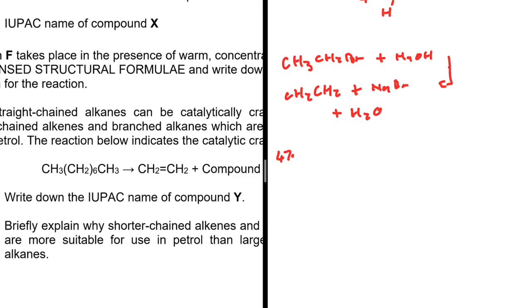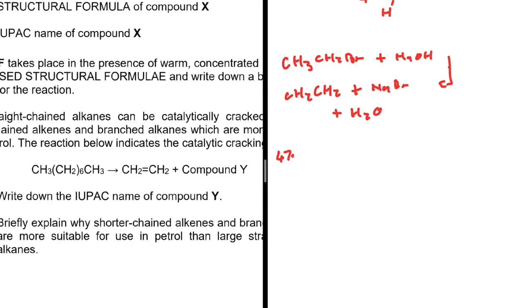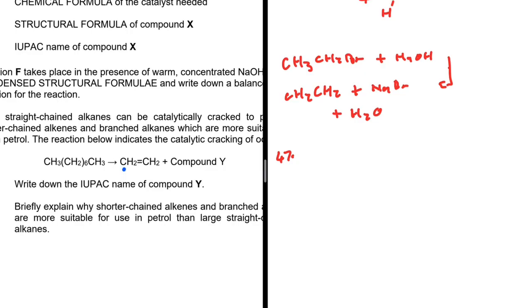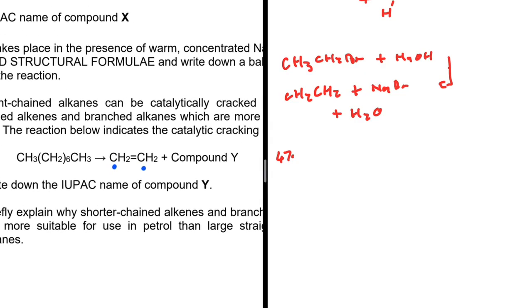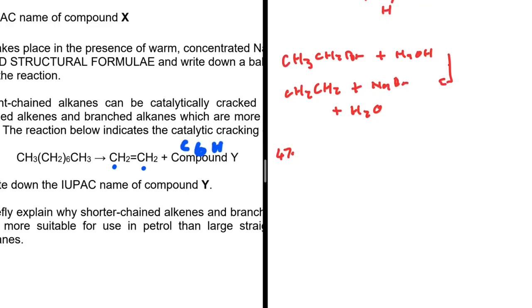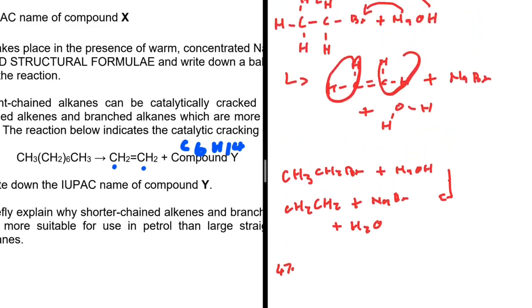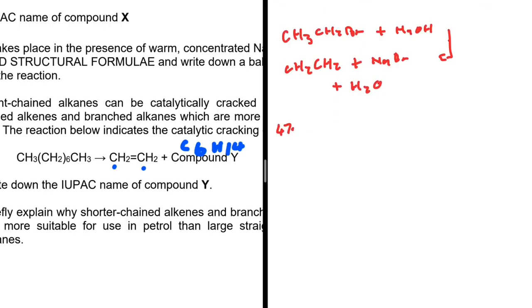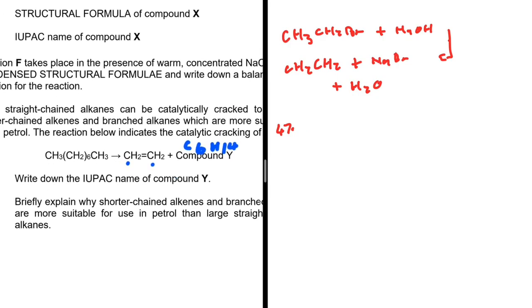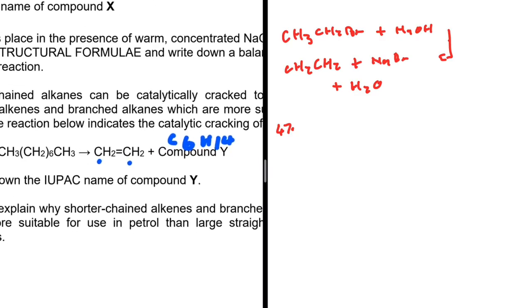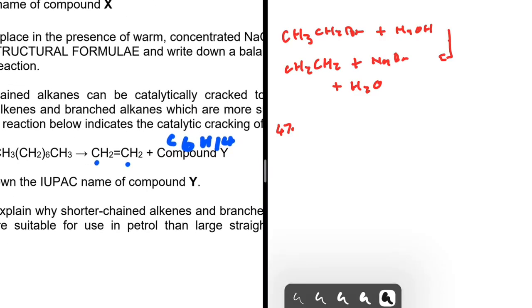Okay, so octane, obviously we are expecting 8 carbons, and then here on the alkene we have 2 carbons. It means that compound Y, which should be an alkane, should have 6 carbons. So C6H14. That's what we expect compound Y to be. Right. So what does the question say? Write down the IUPAC name of compound Y. So 6 carbons, that is hex. So this is hexane. 4.7.1 is hexane. So there we go.